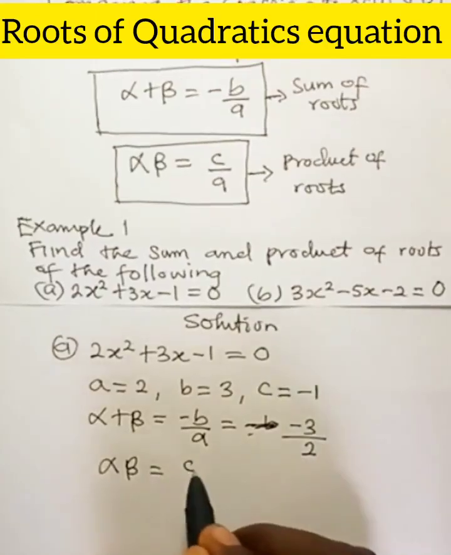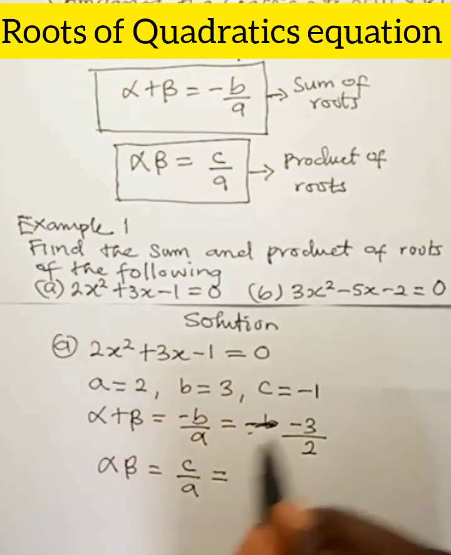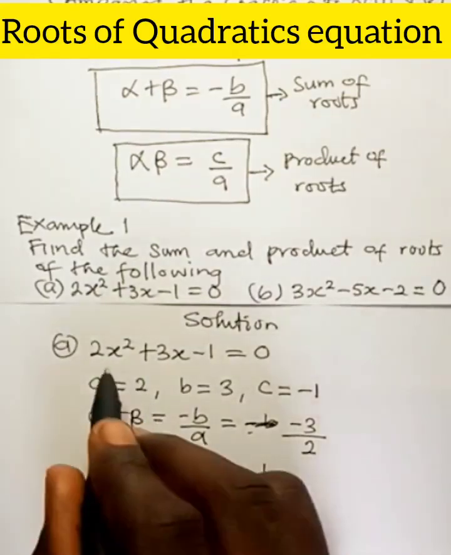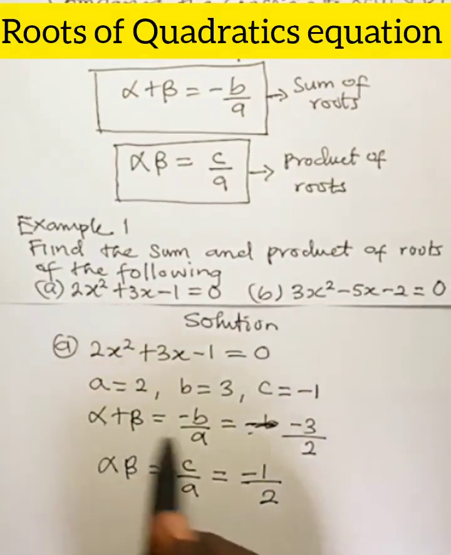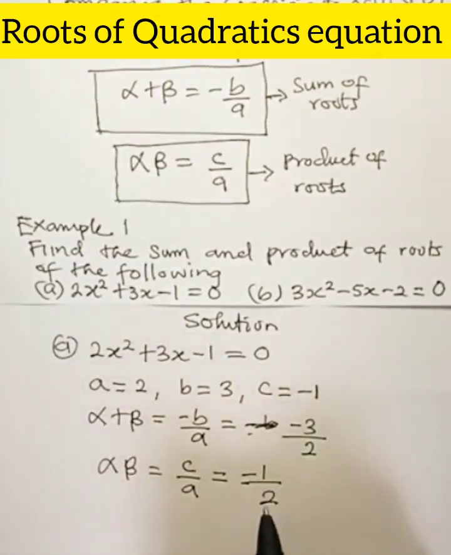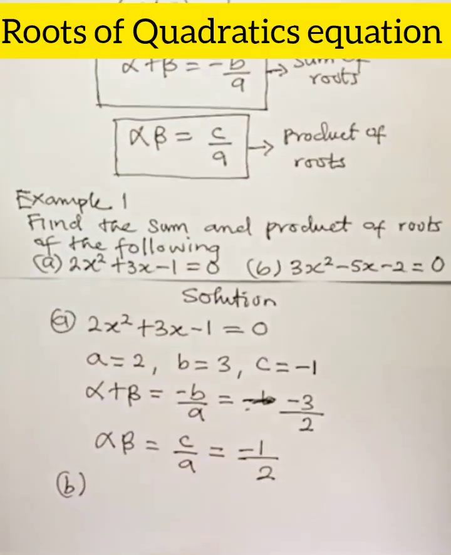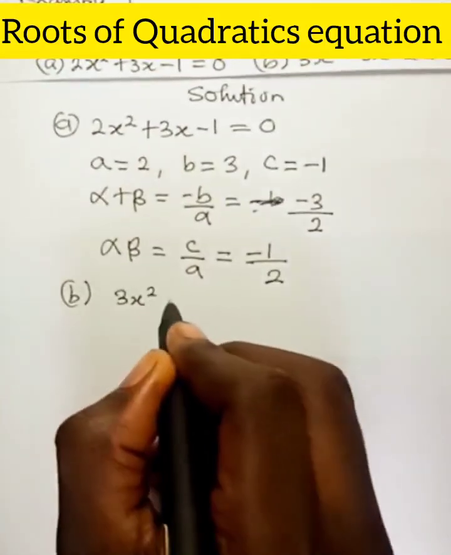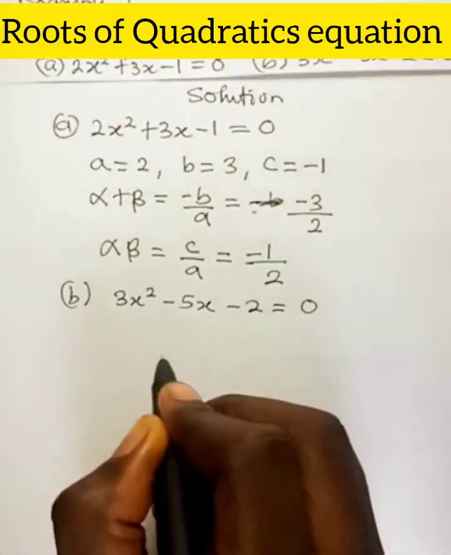Then if you proceed with the product, alpha beta is c over a. My c is -1, I put -1 down, over a, which is 2. So we've gotten the value for the sum of roots, which is -3 over 2, and the product of roots, which is -1 over 2. So we are done with A. We move down to B, where we have 3x² - 5x - 2 = 0.